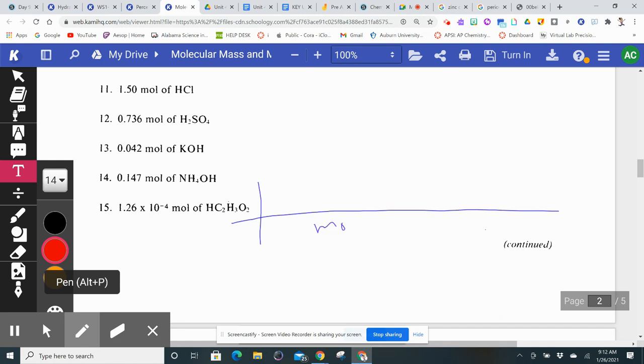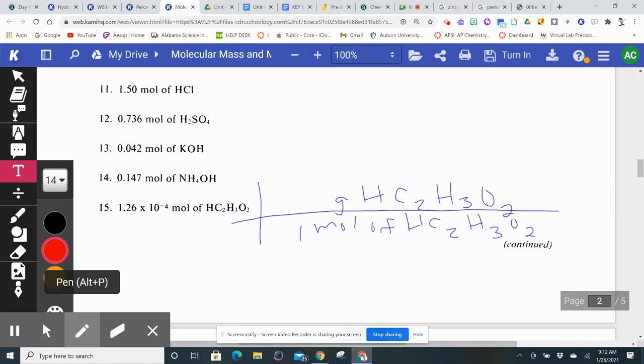So I'm going to have moles of HC2H3O2 and grams of HC2H3O2. And in 1 mole, how many grams of that do I have? I'm going to add that up.